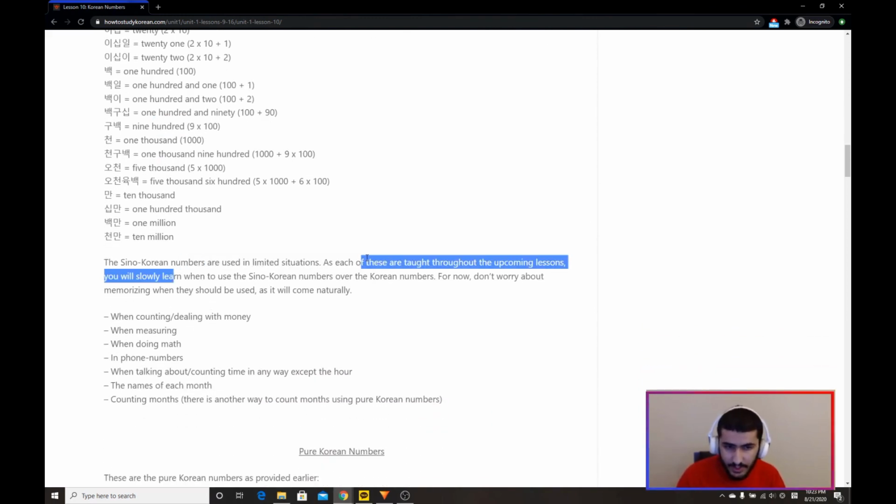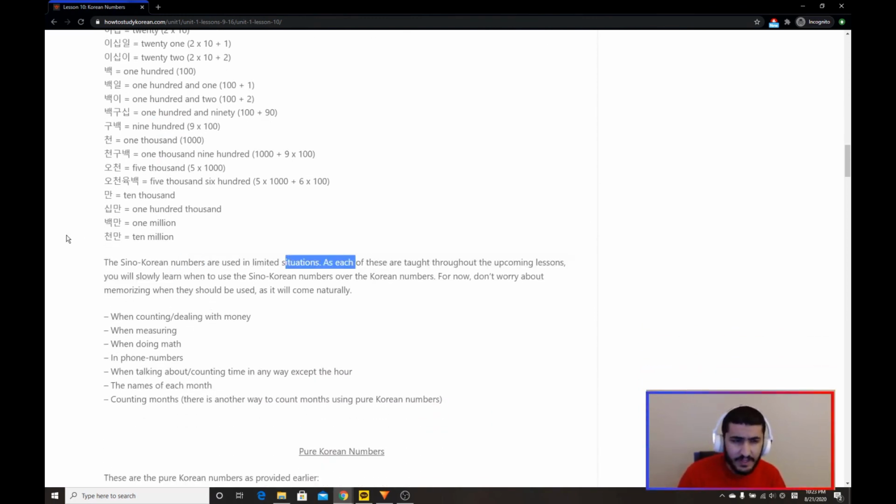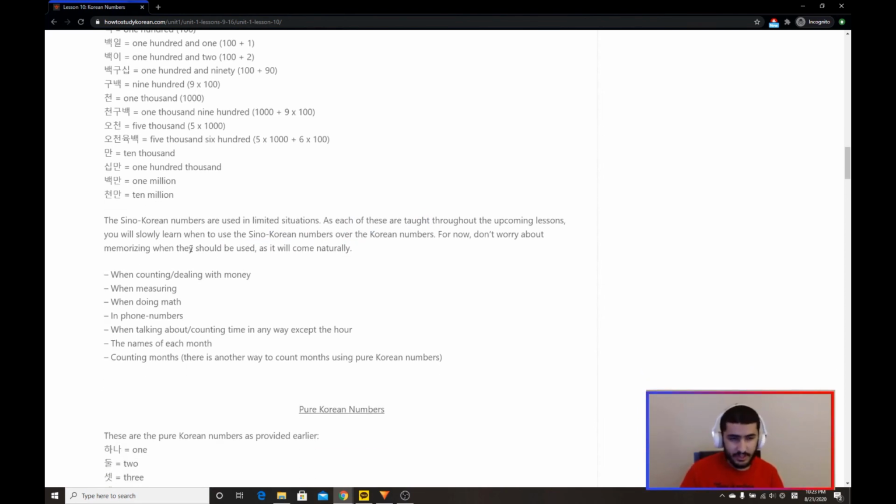Alright, the Sino numbers are used in limited situations. I feel like the Sino numbers are mostly used. I would say the pure Korean numbers are the limited situations, but as each of these lessons are taught throughout the upcoming lessons, you will slowly learn when to use the Sino-Korean numbers over the Korean numbers. I'd say most situations, honestly. For now, you don't have to worry about memorizing them. They'll come naturally. That's true.